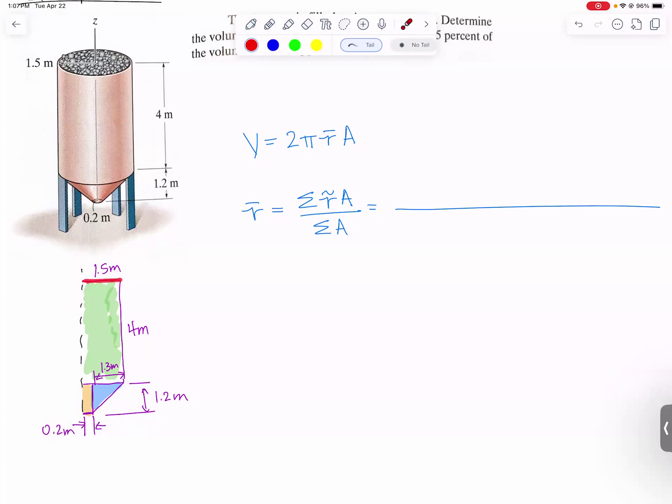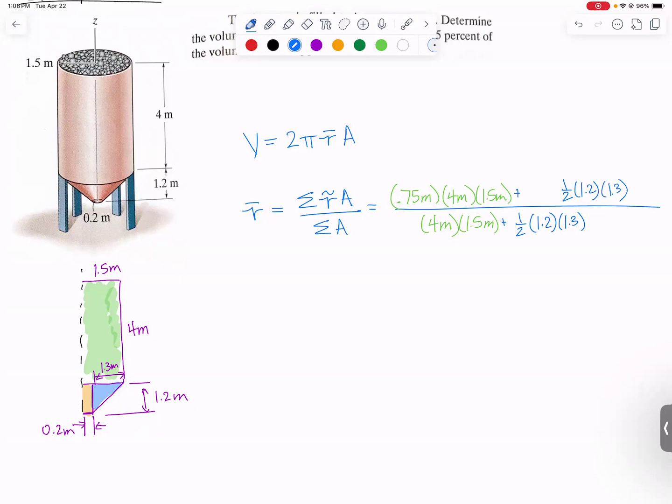So since the whole width is 1.5, we'll come out 0.75. 0.75, and then the area is 4 times 1.5 meters, and in the bottom of the fraction we just put the 4 meters and the 1.5 meters. Plus, let's do the blue triangle. Its area is 1/2 base times height. Put that on the bottom. 1.2 times 1.3. On the top we'll have 1/2 times 1.2 times 1.3.